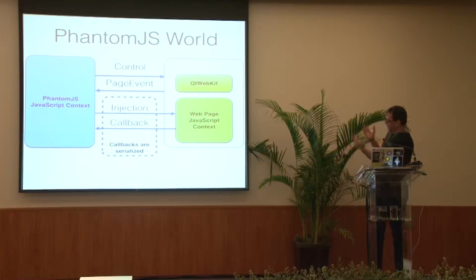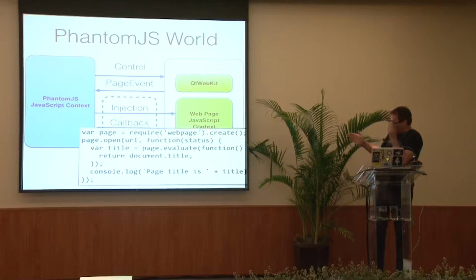The main point is that there are two different JavaScript contexts. You cannot access variables defined in the web page context directly from the Phantom.js side, but you can reference that variable inside your callback and get the results on the Phantom.js side.